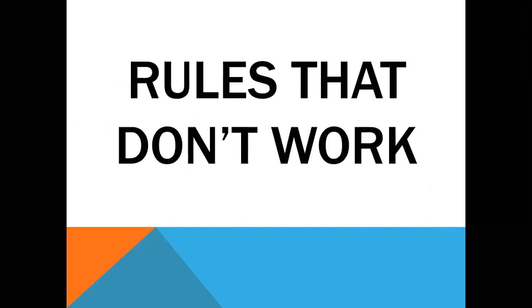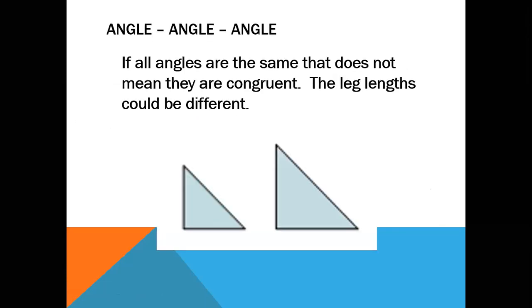All right, rules that don't work. Angle, angle, angle. All right, that does not prove that the triangles are congruent. So let's say this looks like a right triangle. Let's say this one is 30 and this one is 60 degrees.